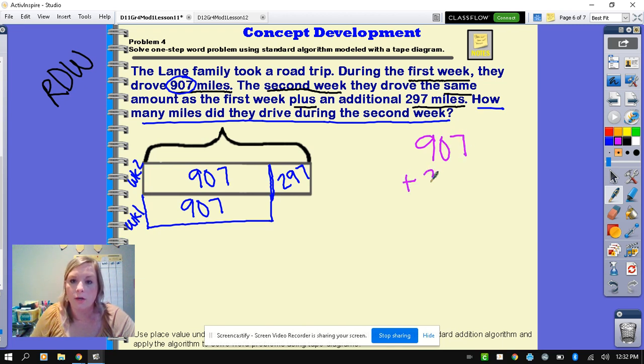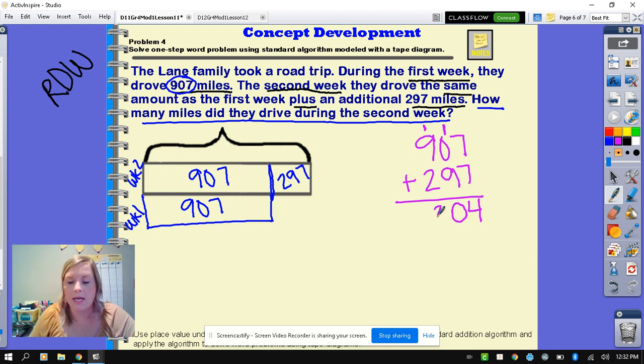plus our 297. Now, when I check this, my ones are lined up, my tens are lined up, and my hundreds are lined up, meaning then I can go ahead and add them. So 7 plus 7 is 14. I'm going to leave my 4 down here. I'm going to cash in my 1. 1 plus 0 is still 1, plus my 9 is 10. So I'm going to leave my 0, cash in my 1. 9 plus 1 is 10, plus 2 is 12.